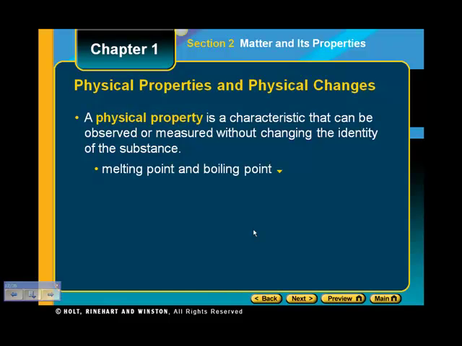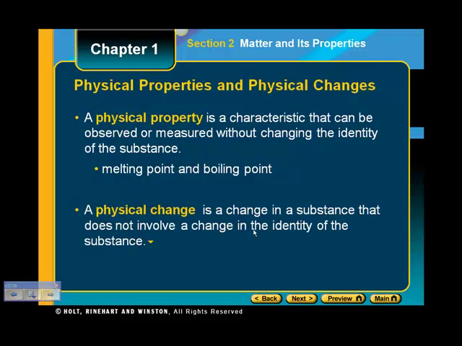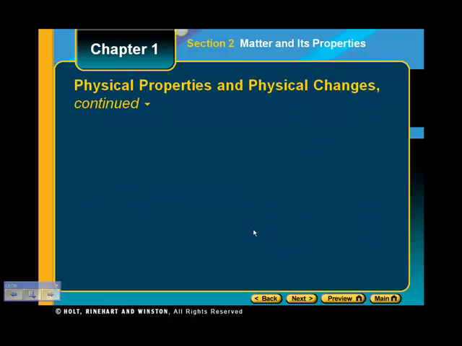This should be review as well, right? A physical property is a characteristic that can be observed or measured without changing the identity of the substance. A physical change would just be a change in what form the substance is in. You can cut it up, grind it up, melt it, evaporate it, right? But you haven't done anything to change its composition. Okay.